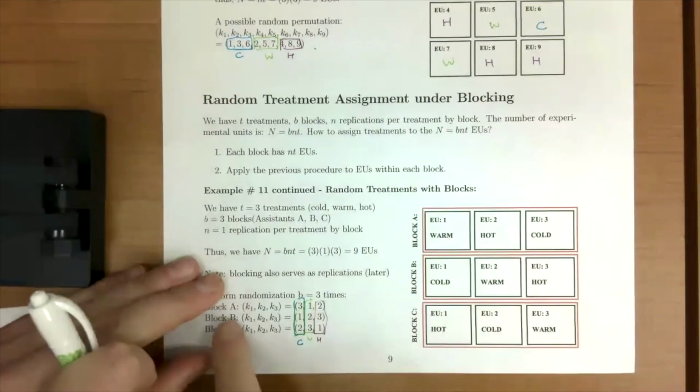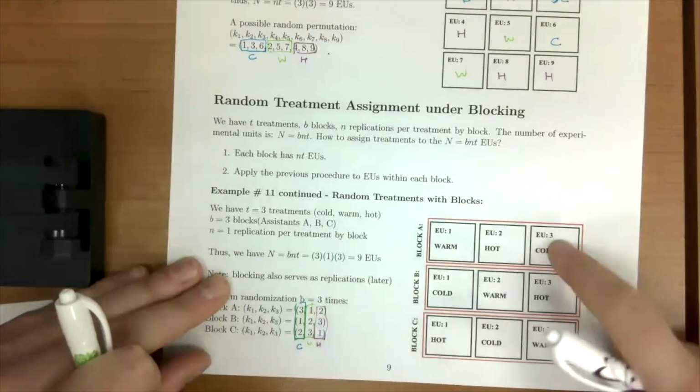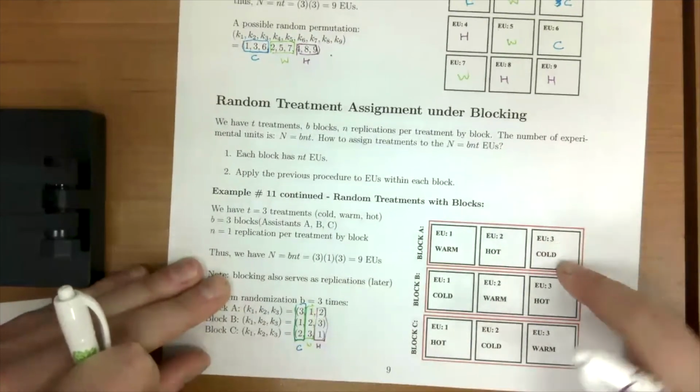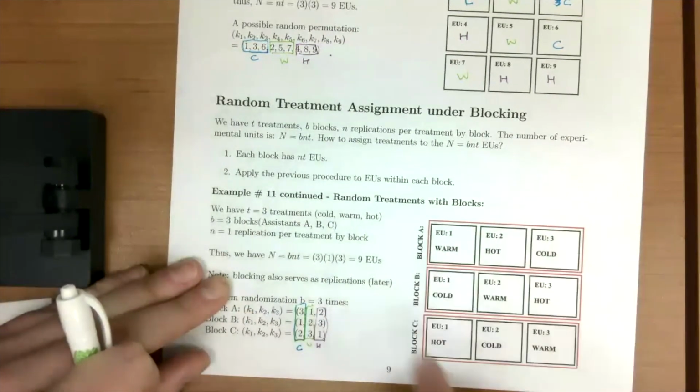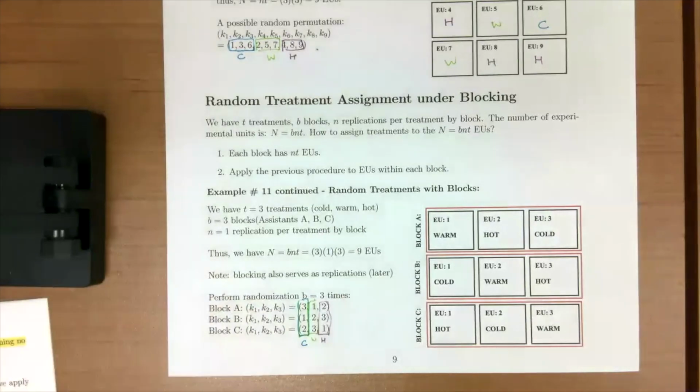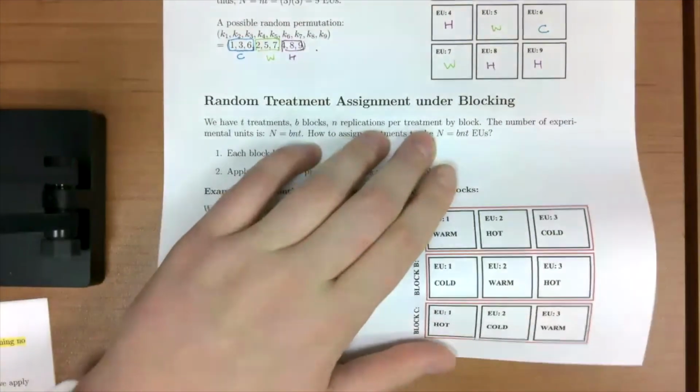And so we can see that in block A, EU3 gets cold. In block A, EU1 is getting warm. And so that's how that goes. Blocking here is also serving as replications, but we'll talk about that a little bit later.